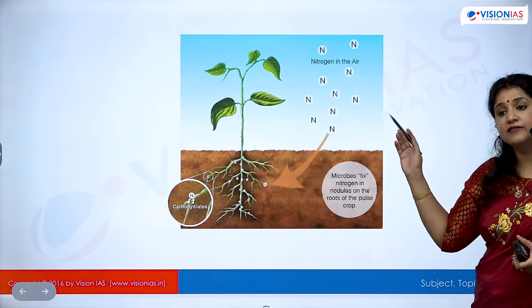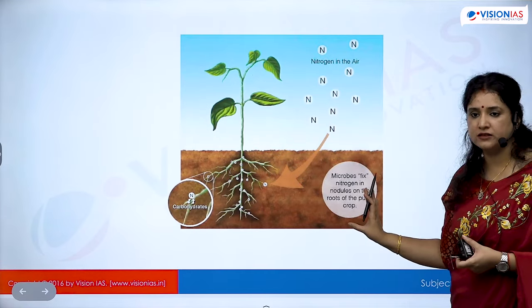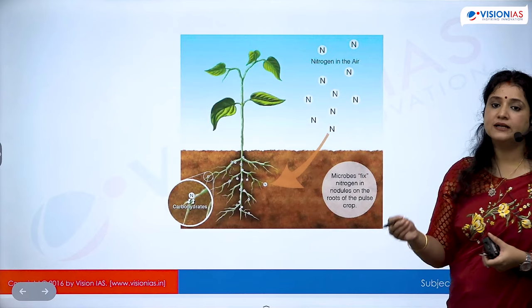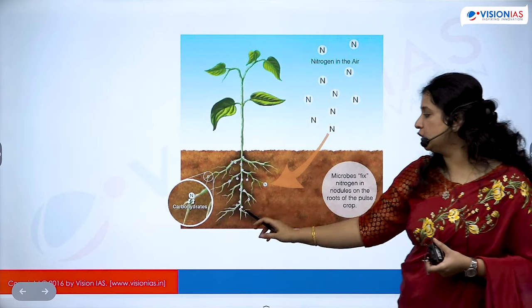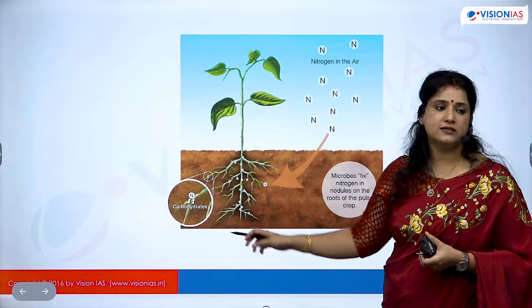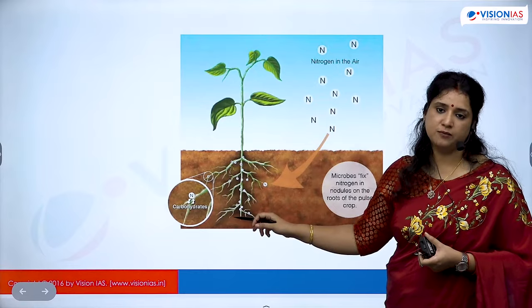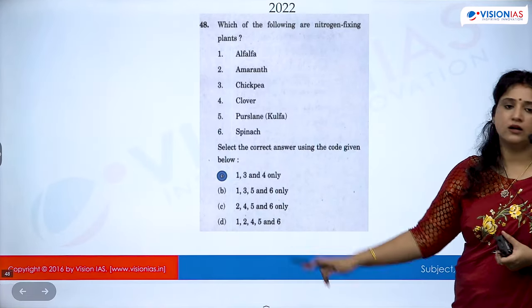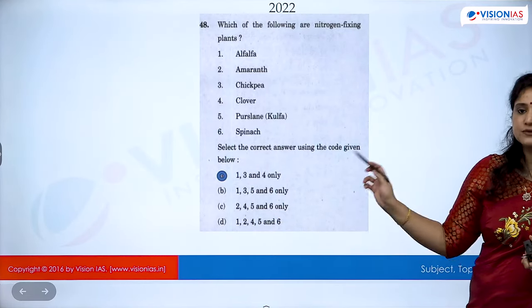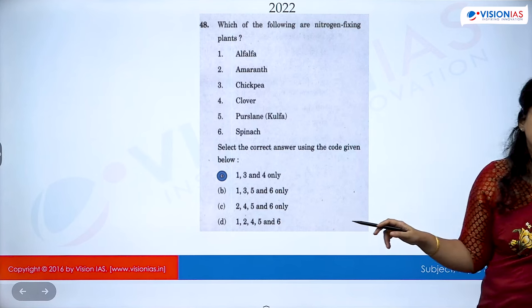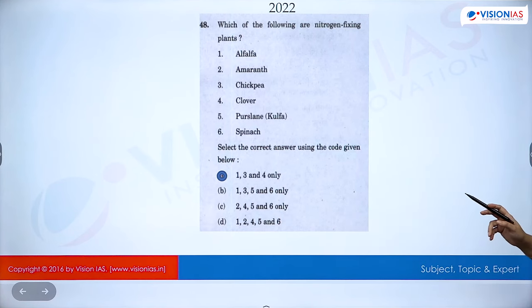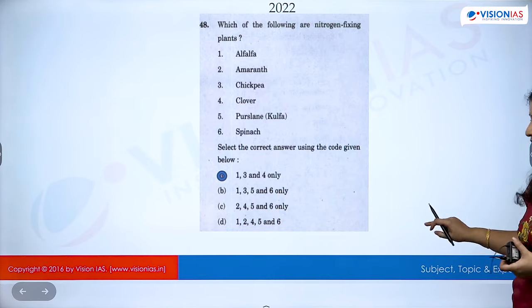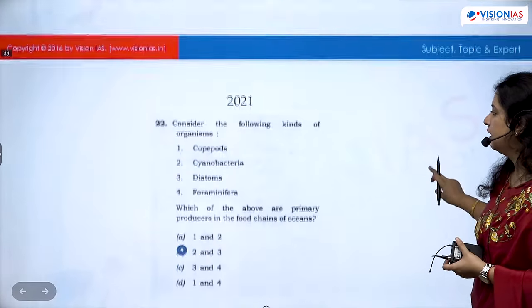Of course, there are other free living bacteria also which stay in the soil which can do the same job. But there are certain bacteria which only do it in symbiotic association with the plants, leguminous plants. The question is asking you about leguminous plants. Some names are mentioned in NCERT, some are not. But still, this is a very basic question. Okay, examples of leguminous plants. All right? Next question.